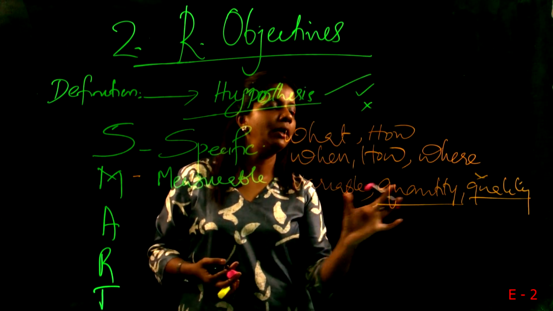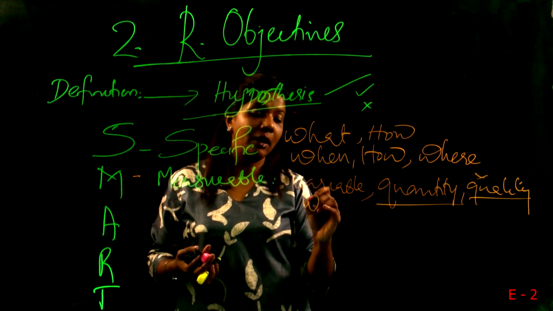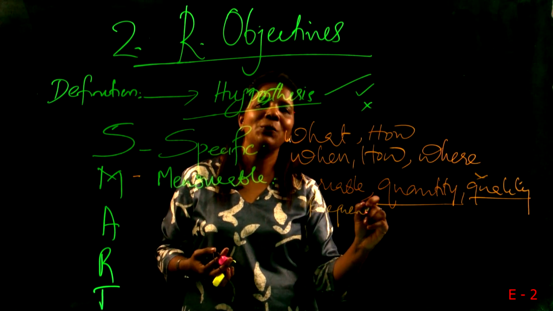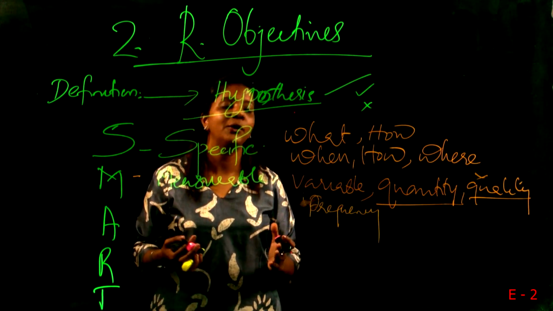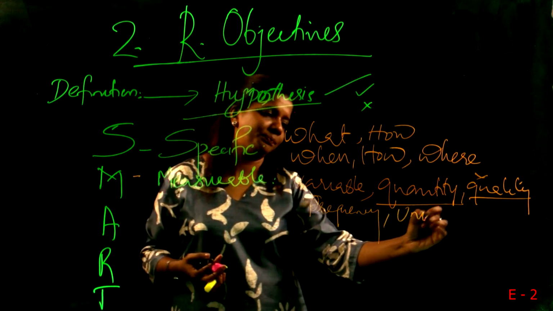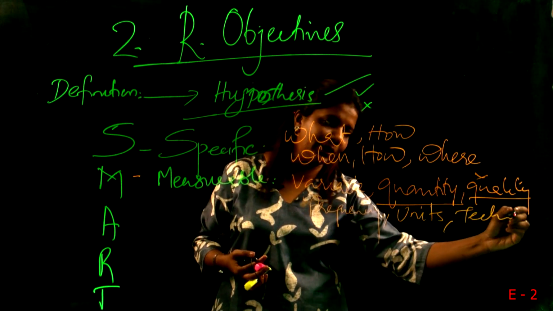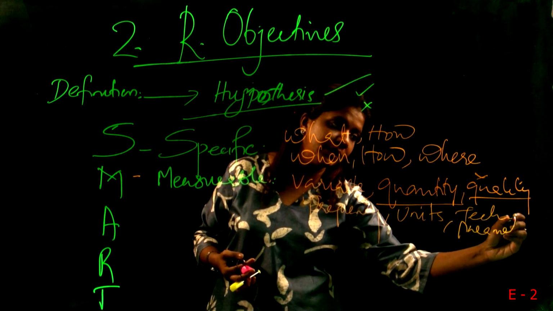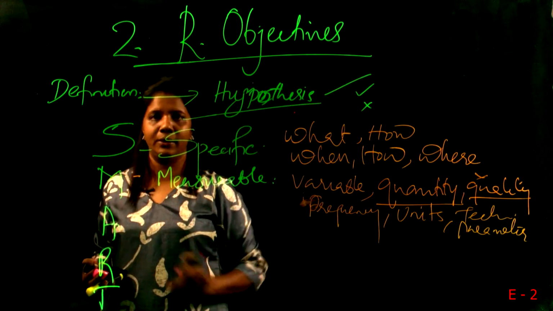So variable, quantity, quality, and what else, like how frequently are we going to measure? All this must be clear when you talk about measurable. Even the units. What technique are we going to use to measure? All these parameters should be very clear to the researcher on how we are going to measure. So the objective should be measurable, right?